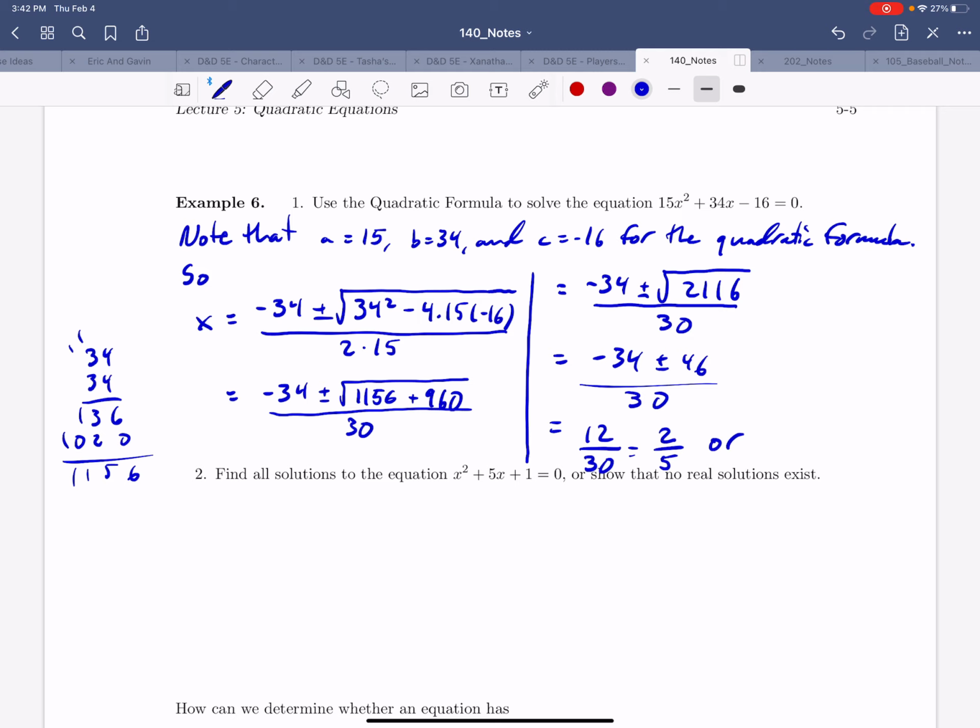Or, right, if you subtract 46, then you're getting negative 80 over 30, which is the same as negative 8/3. Okay? So those are your two answers, believe it or not. X equals 2/5 or negative 8/3.